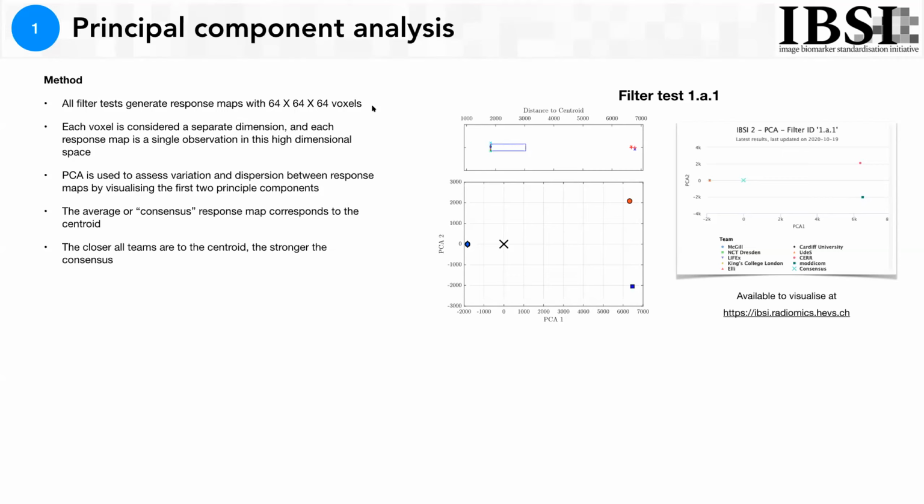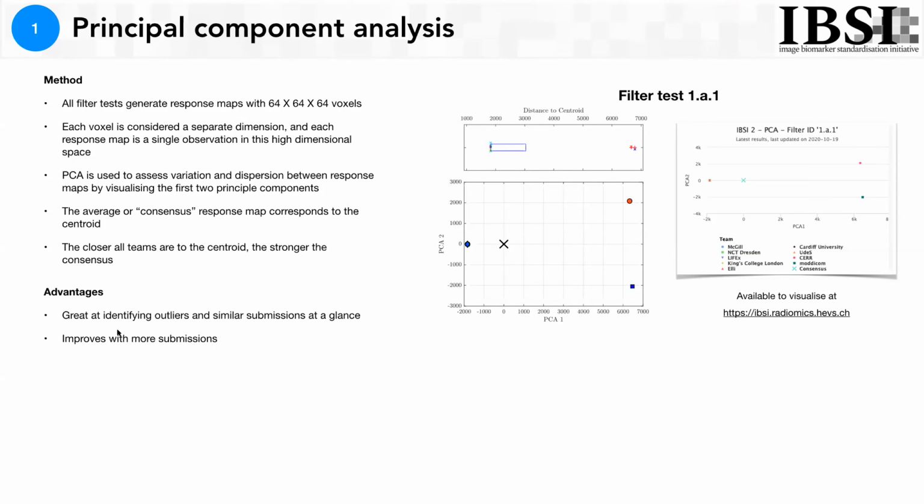And essentially, we can visualize or assume each voxel is a separate dimension, and we can consider each response map is simply a single observation in this very high dimensional space. And then by collecting all of the results, we can utilize the PCA to assess the overall variation and dispersion between the response maps. And we can do this by essentially just visualizing the first two principal components. So the average result is the one that's in the center of this distribution of points. And the idea is to get as close as we can to the centroid.